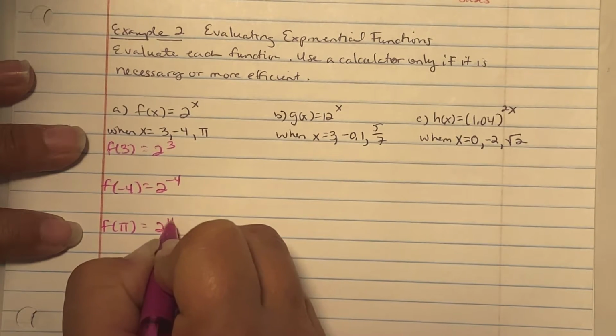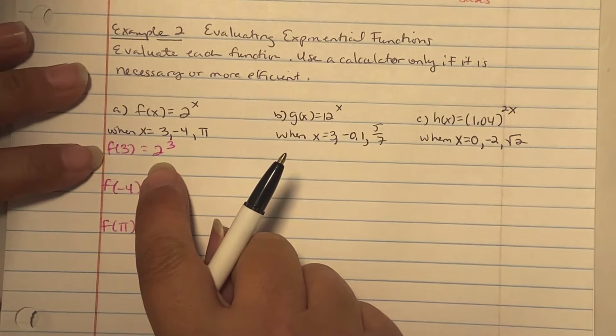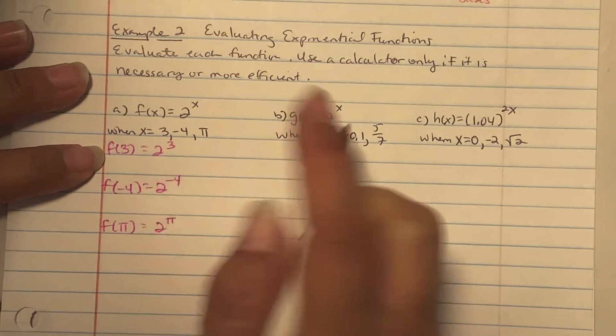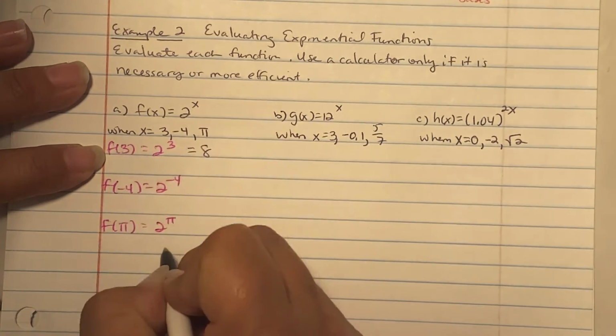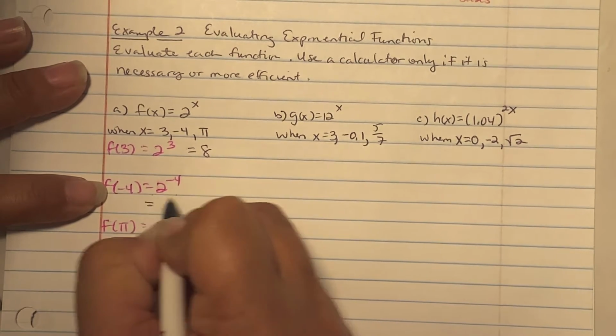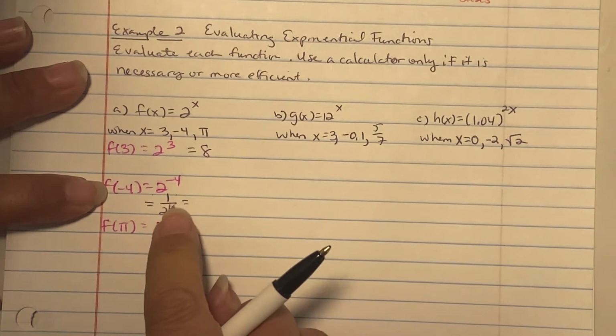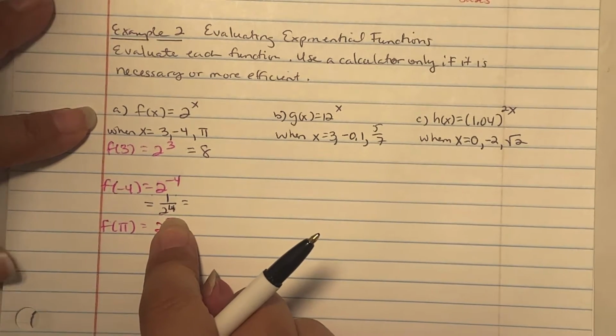So the first one, we don't need a calculator, it's 2 to the third. It's basically 2 times 2 times 2, which gives us 8. The second one, we're not allowed to have negative exponents, so we first make it 1 over 2 to the 4th. And then we see 2 to the 4th is the same thing as 16, so we get 1 over 16.